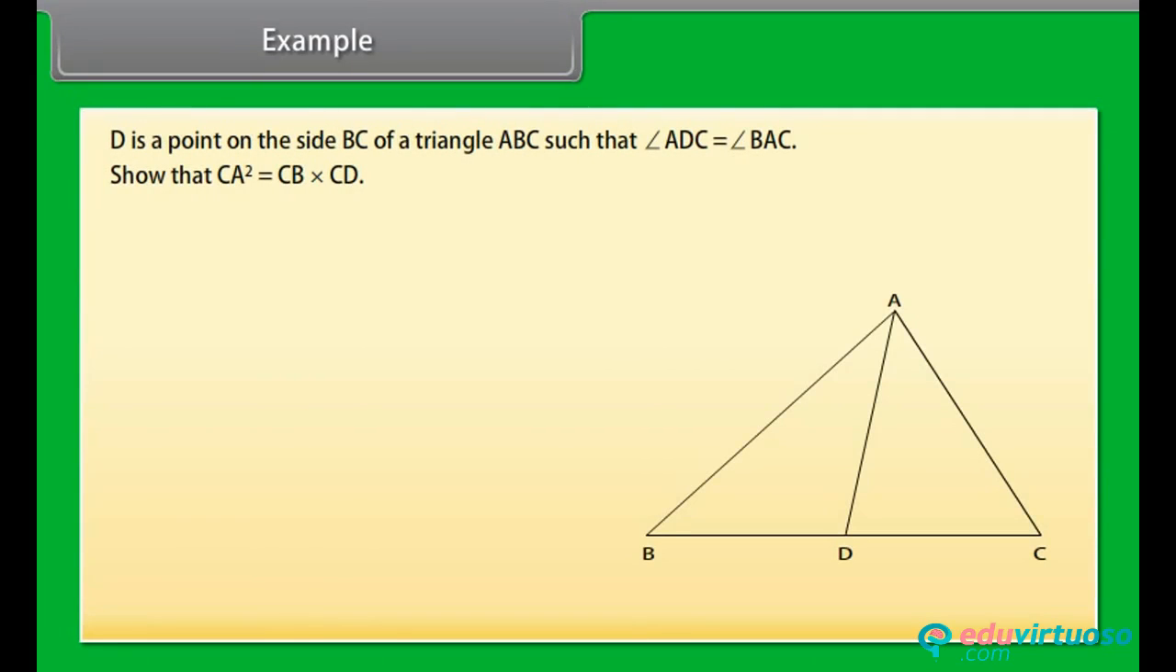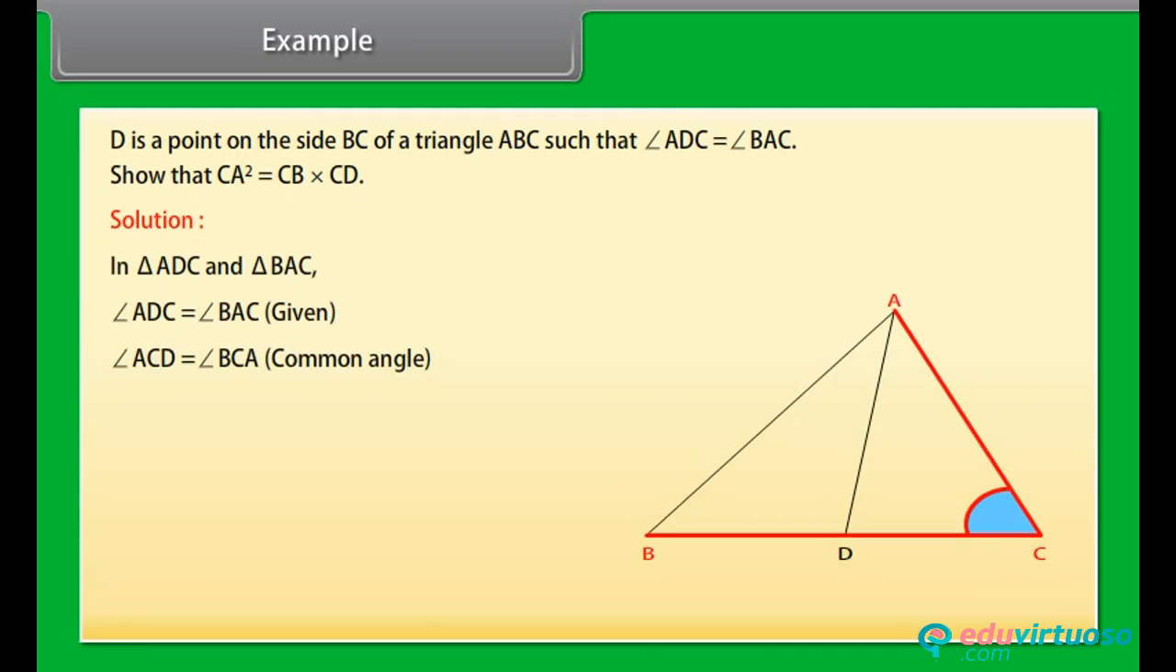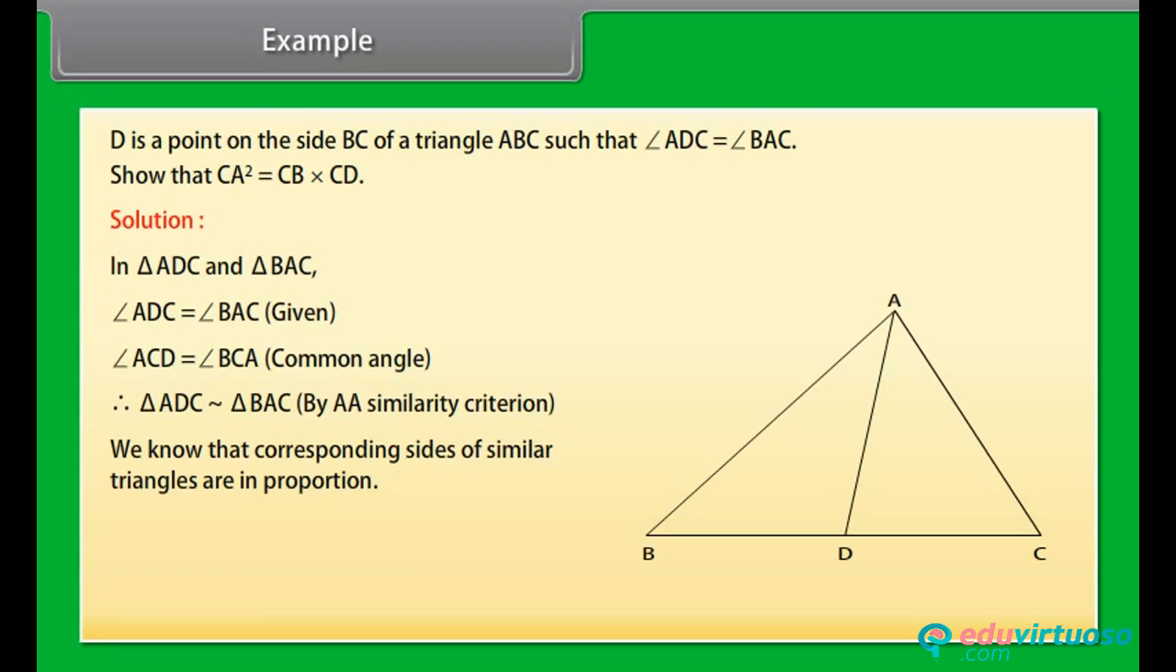D is a point on the side BC of a triangle ABC such that angle ADC is equal to angle BAC. Show that CA squared equals CB into CD. Solution. In triangles ADC and BAC, angle ADC equals angle BAC is given. Angle ACD equals angle BCA, which is a common angle. Therefore, triangle ADC is similar to triangle BAC by AA similarity criterion. We know that corresponding sides of similar triangles are in proportion. Therefore, CA upon CB equals CD upon CA, which implies CA squared equals CB into CD.